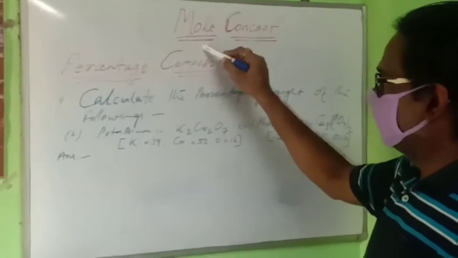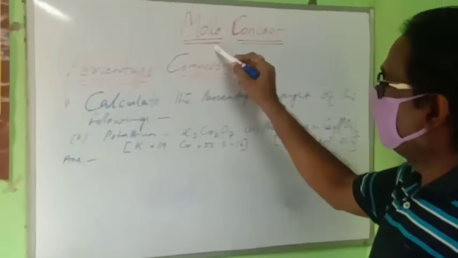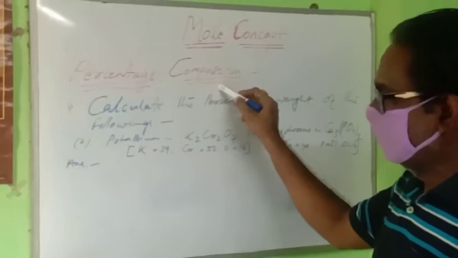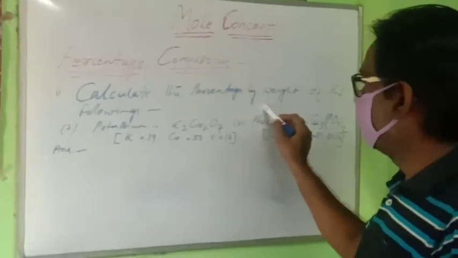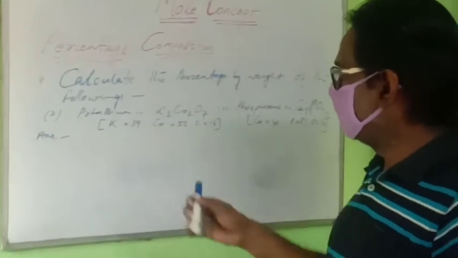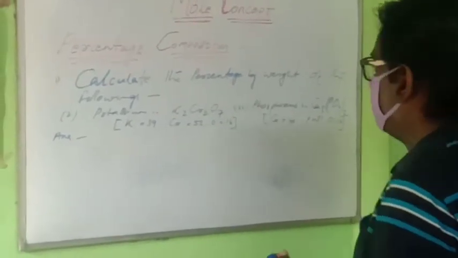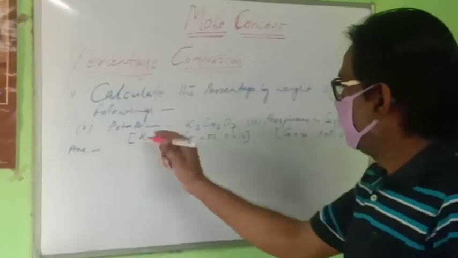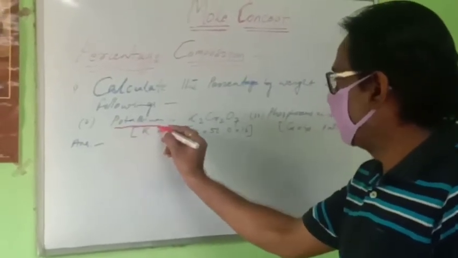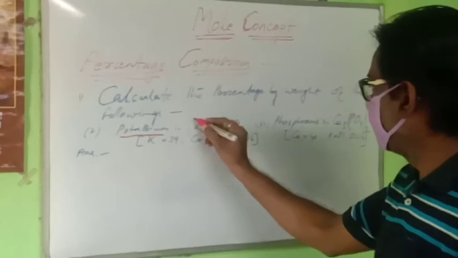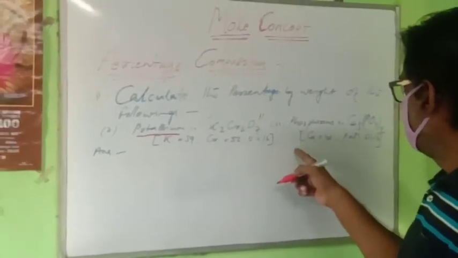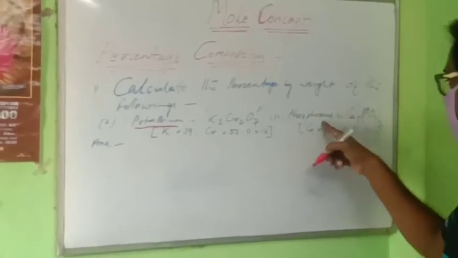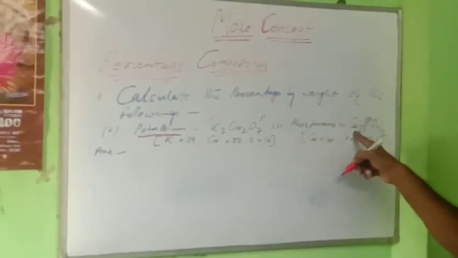Mole concept. One of the chapters of the mole concept is percentage composition. Calculate the percentage by weight of the following compounds. You have to find the percentage of potassium in potassium dichromate. Second question, you have to find the percentage of phosphorus in calcium phosphate.